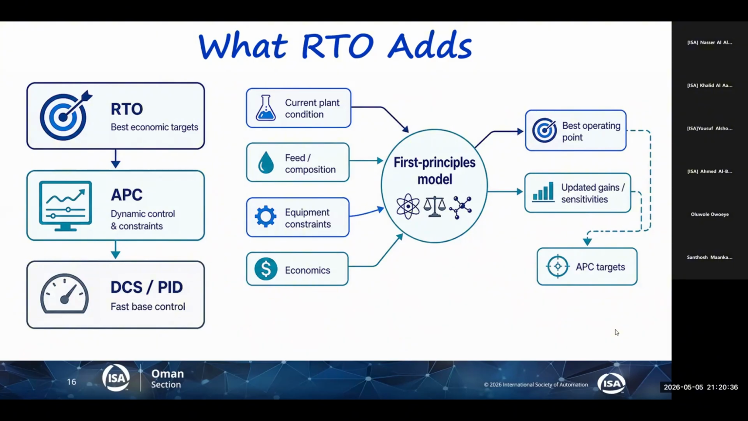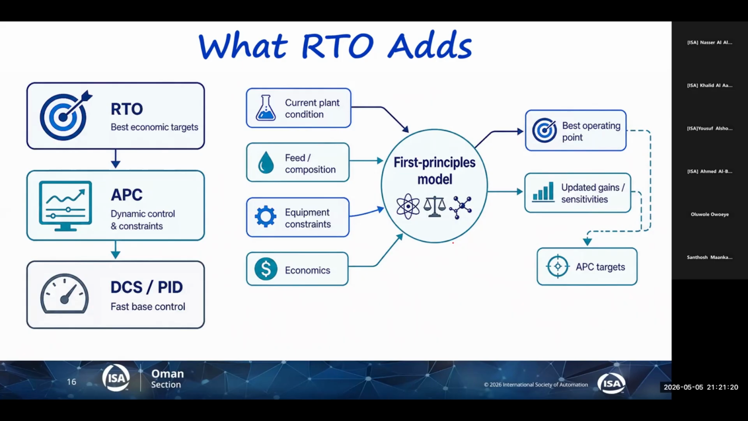Of course, it needs current plant data, feed composition information, equipment constraints, and the heart of it is the first principles model. So that's physics, thermodynamics. If chemical reactions are involved, chemistry as well. It's the heart of the RTO solution. And building this model needs, of course, process knowledge: mass and energy balance, thermodynamics, equipment performance, and, as I said, chemical reaction kinetics, if the plant has chemistry as well, like petrochemicals.